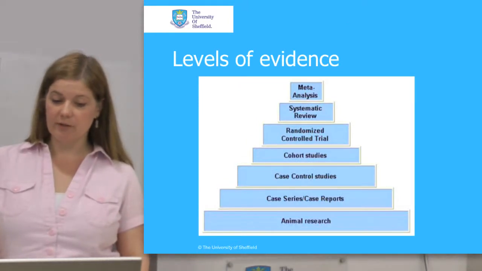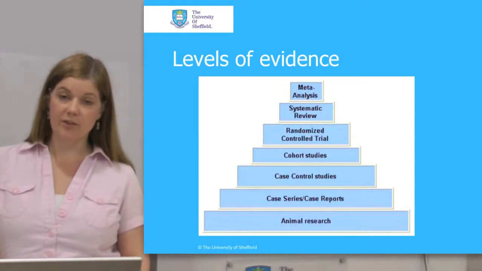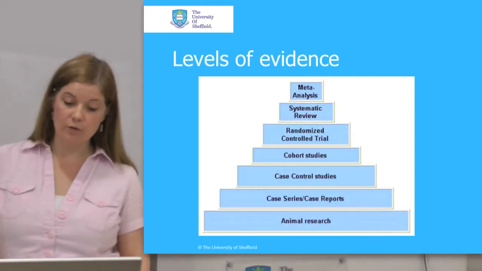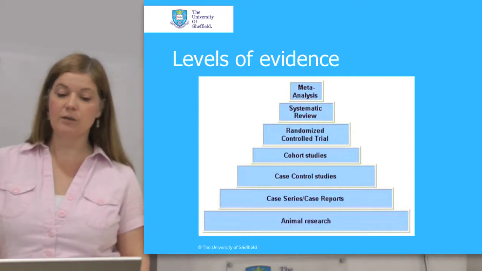So looking at those levels of evidence then, you can see here a hierarchy of different designs. And at the top, the best design, if you like, is a meta-analysis, followed by a systematic review, randomized control trial, cohort studies, case control studies, case series, case reports, and then animal research. So they go from the top, the best designed studies, to the bottom, the least well designed studies. And so what we want to do when we appraise research is really consider the best designed studies that we can.